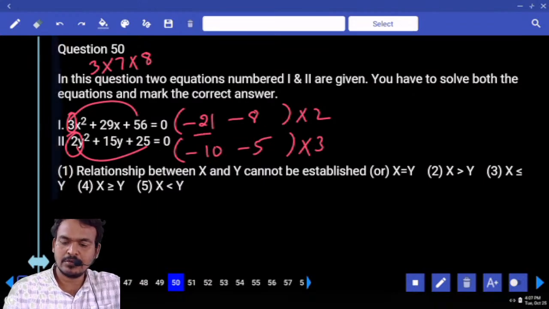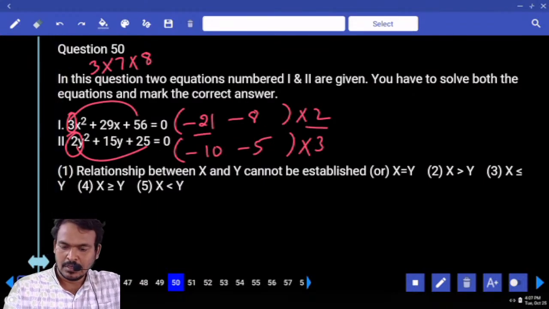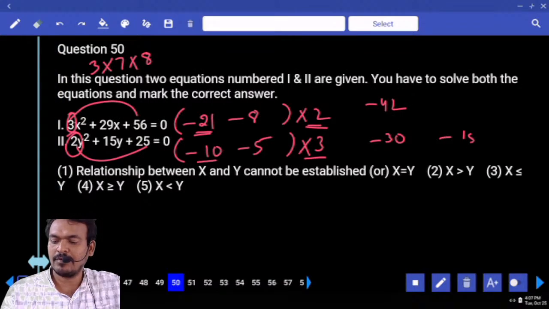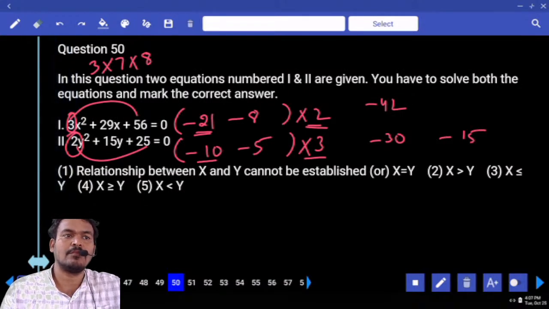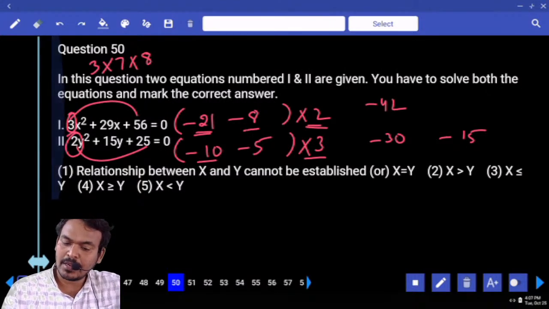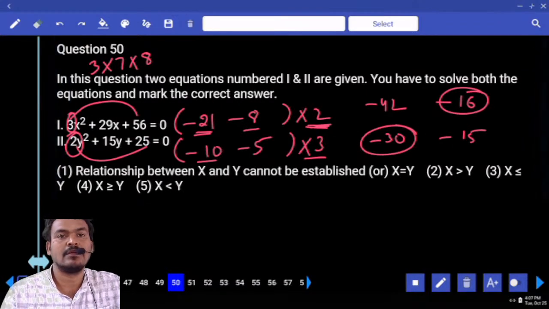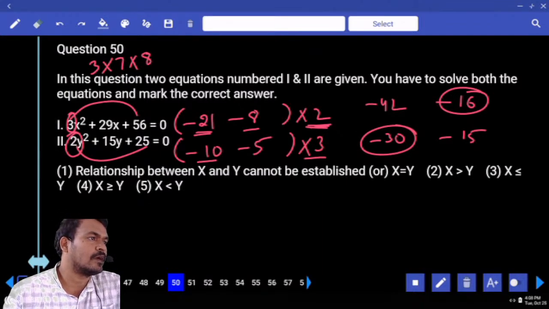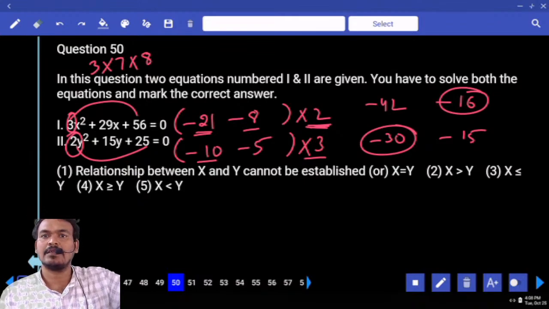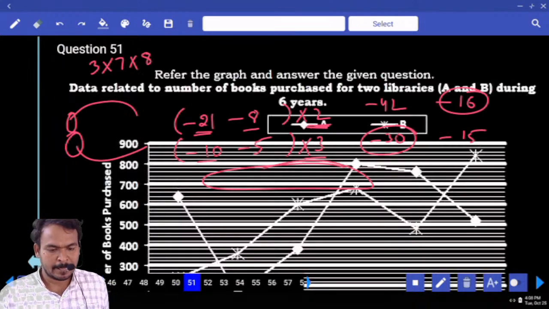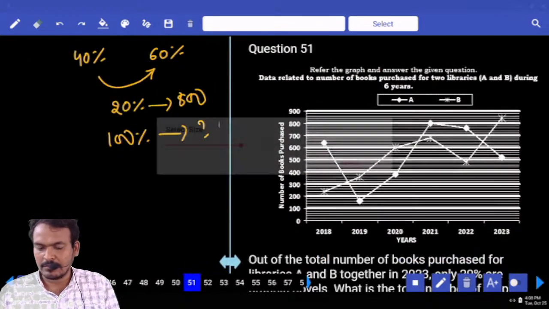21 into 2 is how much? 42. Minus 42, and minus 10 into 3 is minus 30, and here minus 15. In both cases it will be less than. But minus 8 into 2 is minus 16. Minus 16 compared to minus 30 is greater. First case less than, but the second case greater than. The relation cannot be established. Next, question number 51.